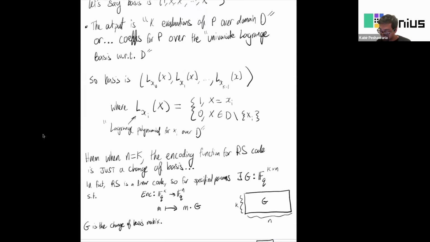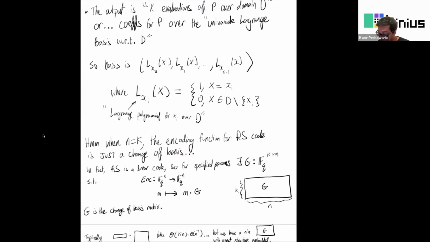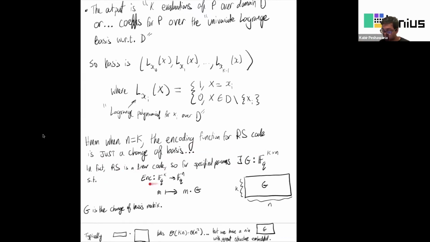Okay, so when n equals k, the encoding function for Reed-Solomon codes is just a change of basis into the Lagrange basis from whatever we had before. In fact, Reed-Solomon is a linear code, so for specified parameters, there exists a generator matrix G such that the encoding function to take a message into a code word is just message turns into message times generator matrix. And this G actually happens to be that change of basis matrix.